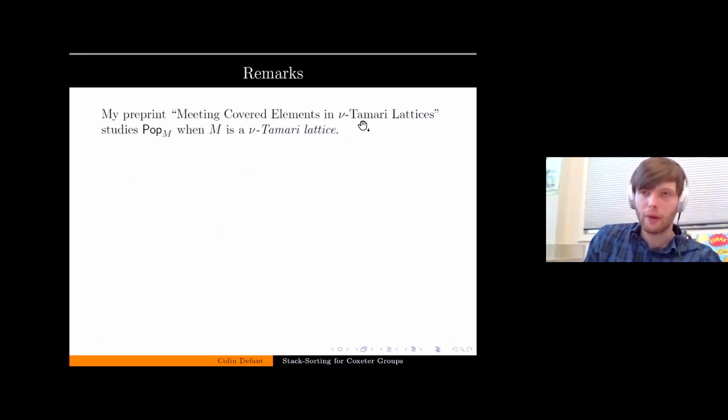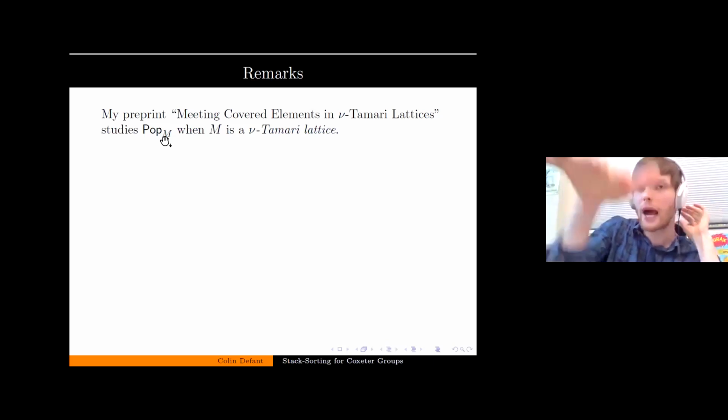preprint, a different preprint that I released about a month ago called Meeting Covered Elements in Tamari Lattices. And in this paper, I study these new Tamari lattices, which are sort of generalizations of the Tamari lattices, if you're familiar with those. They have a lot of interesting structure. And basically, I just studied these pop stack sorting operators on those.